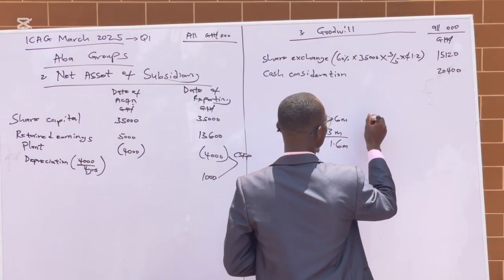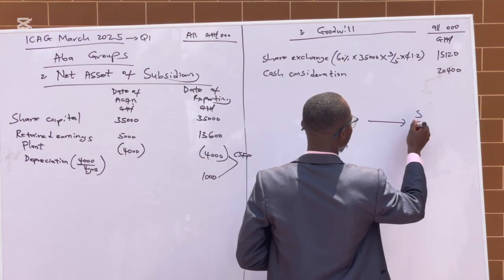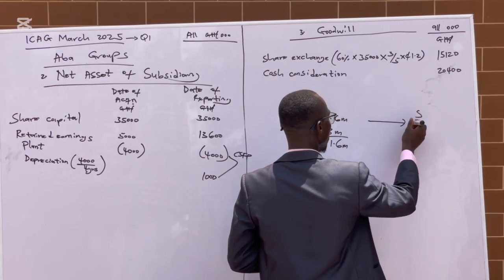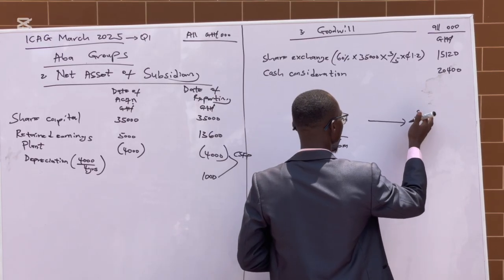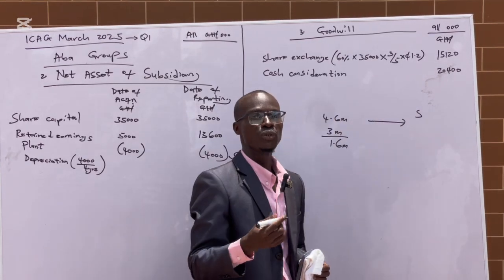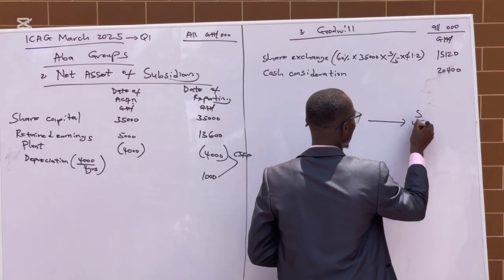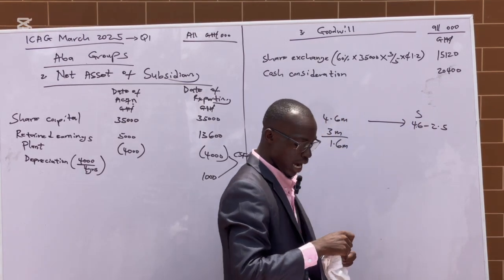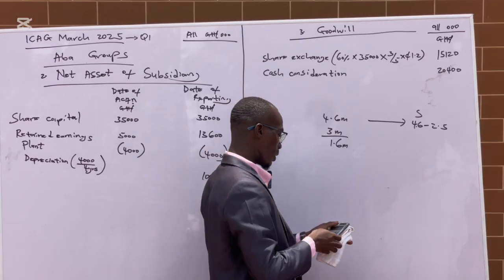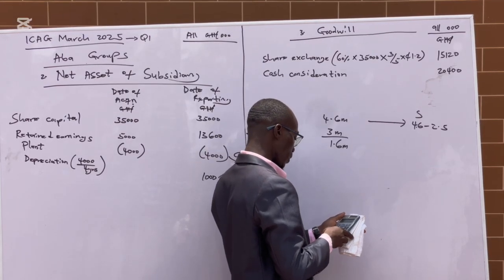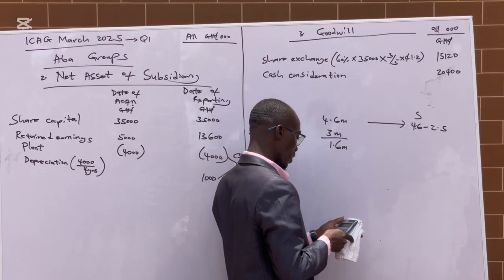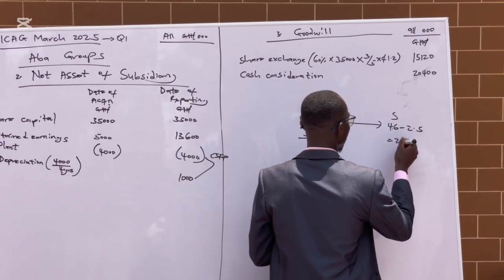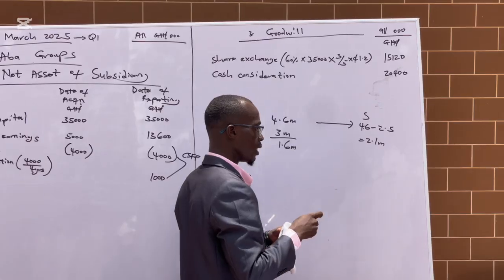But the 4.6 million has been given to the subsidiary. The subsidiary is having 4.6 with them, but what they have done is that they have been able to sell 2.5 of it. So 4.6 minus 2.5. Let's see how many goods are still with the subsidiary. 4.6 minus 2.5, you're having what? 2.1. So 2.1 million goods is still with the subsidiary.